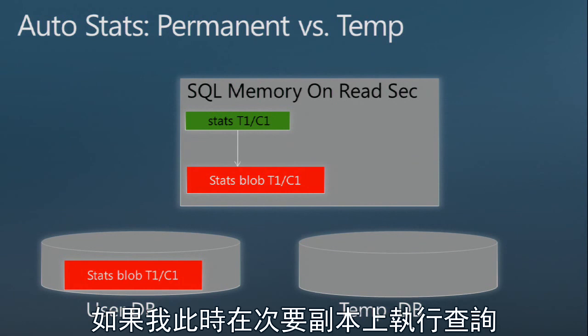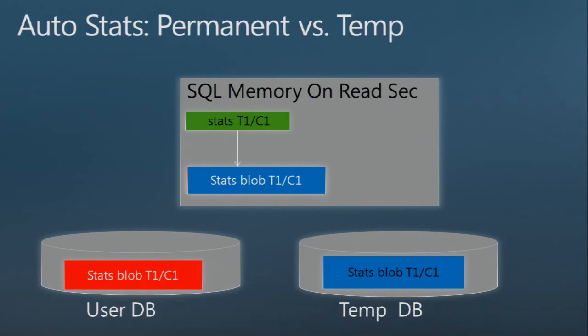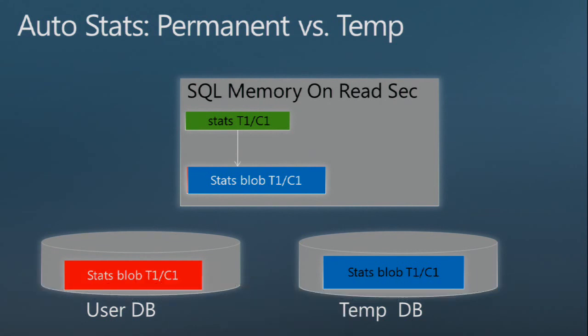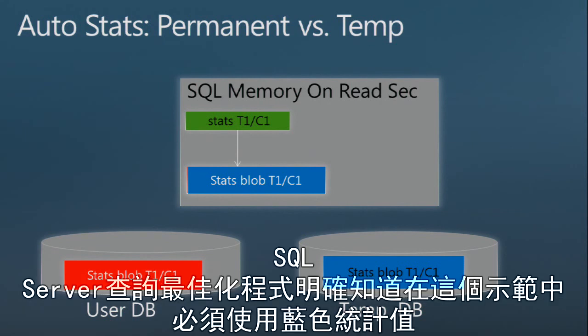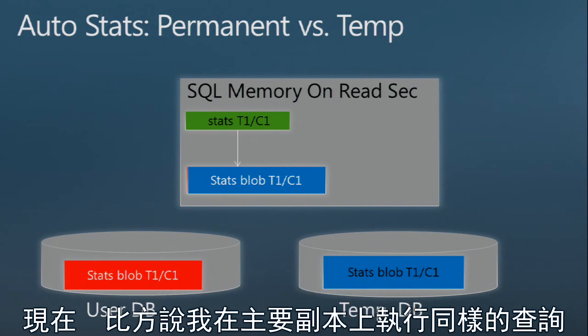Now if I do a query on the secondary, we will generate the temporary stats, as shown here in blue, but the temporary stats will now be living inside TempDB, not in the user database. And the SQL Server optimizer transparently knows it has to use the blue stats in this example, not the red stats, right? So that's the latest stat. So it gets that.